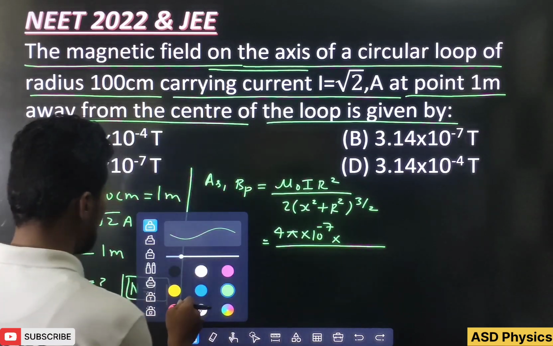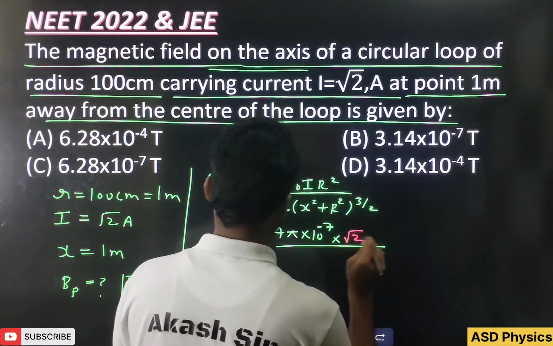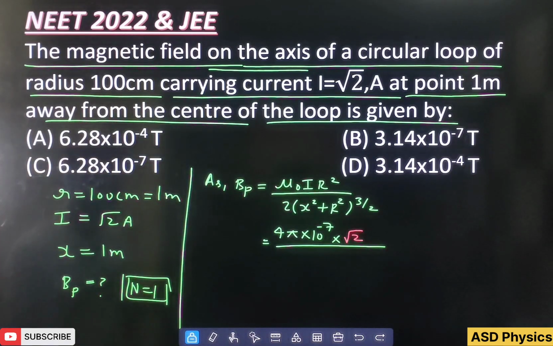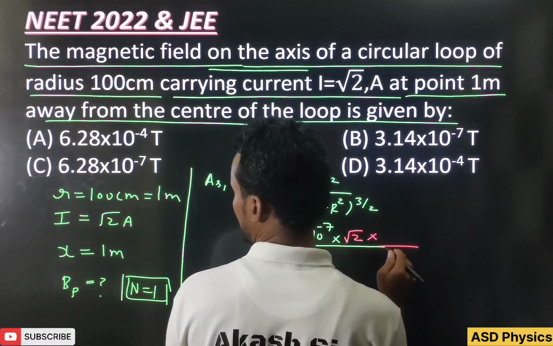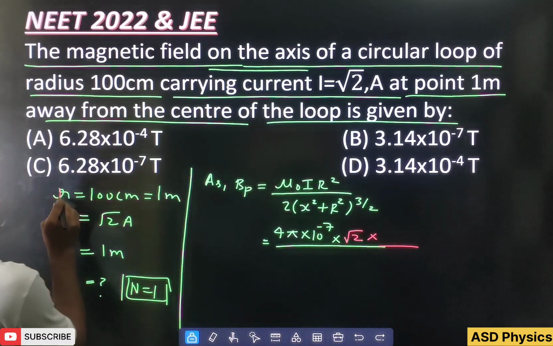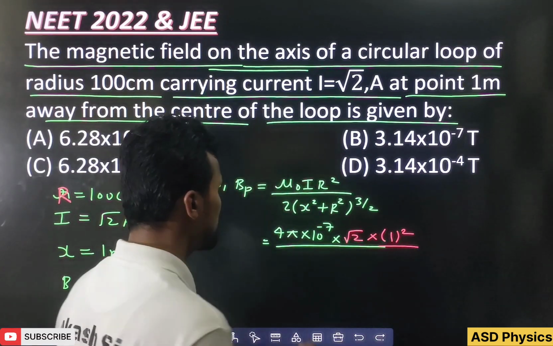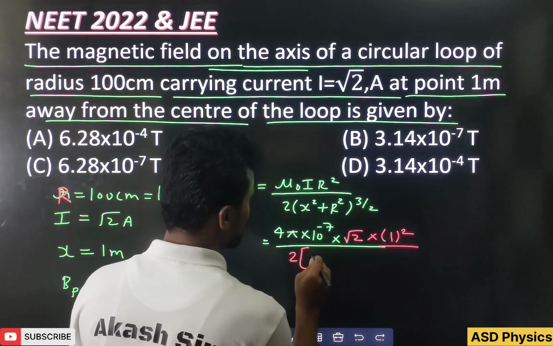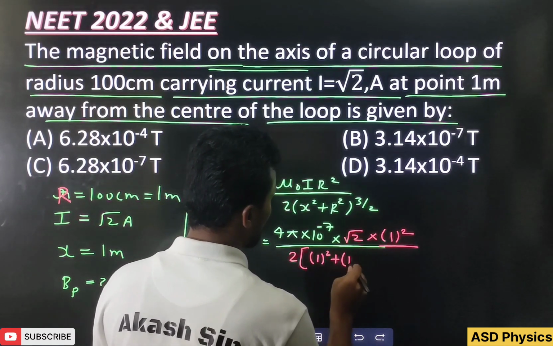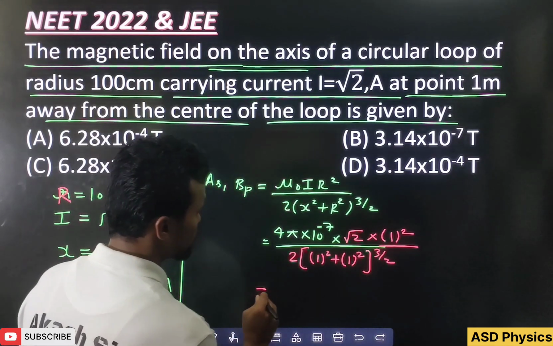And kindly see here, what is the value of I? I is given here, students, root 2. And r square means capital R, the radius, we'll write here capital R. How much is capital R given here? Kindly see here, 1 square. And here x is also 1. So 1 square plus 1 square, and power 3 by 2.